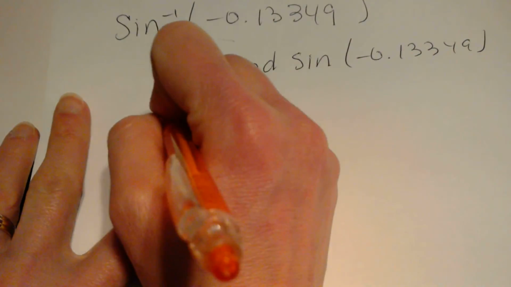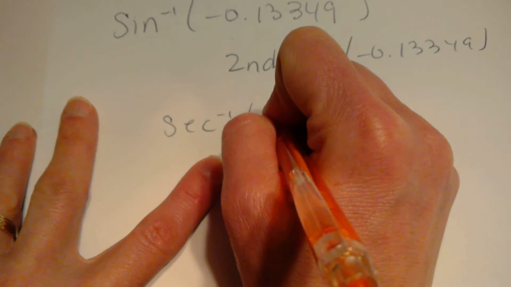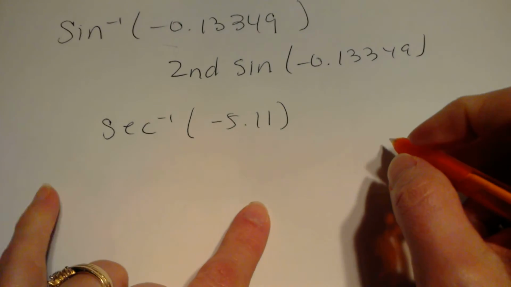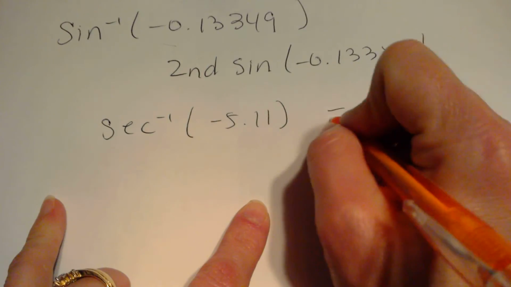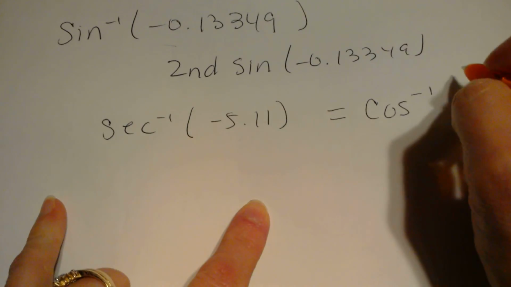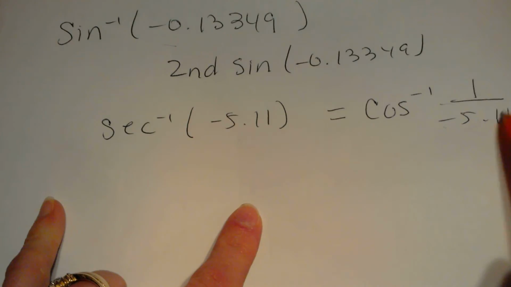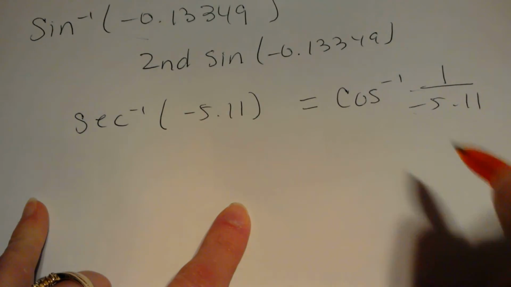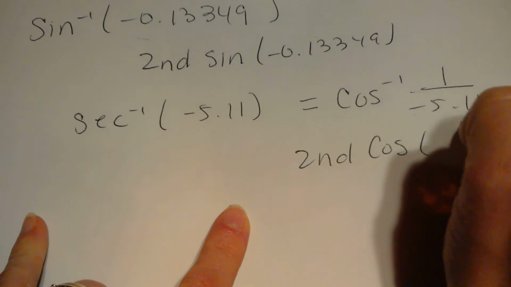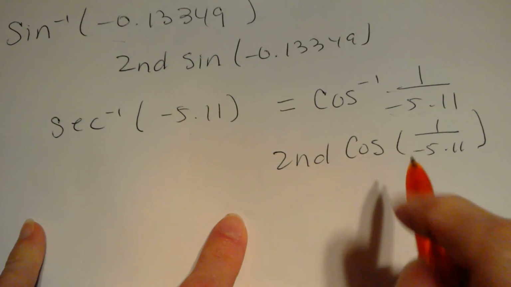Now with secant, cosecant, and cotangent, they're a little different. Say I have this. What you're actually going to do is use the cosine button. So we're going to flip that and say it's the inverse cosine of 1 over that. So this is what we're actually going to plug into our calculator: the second cosine button of 1 divided by the number, and that would give us our answer.